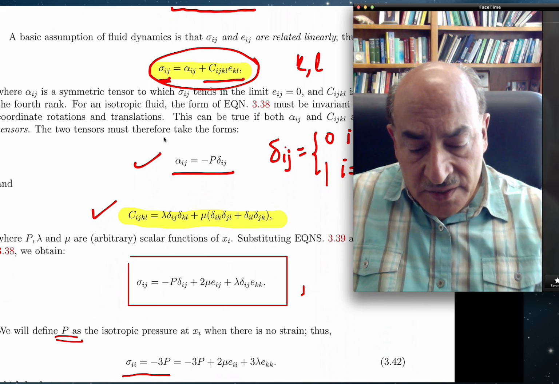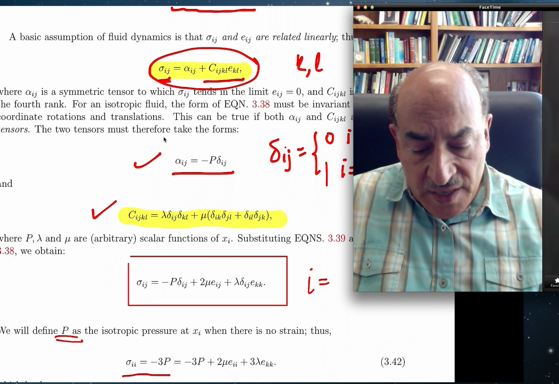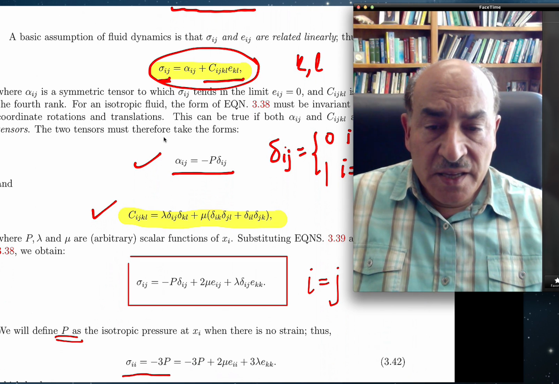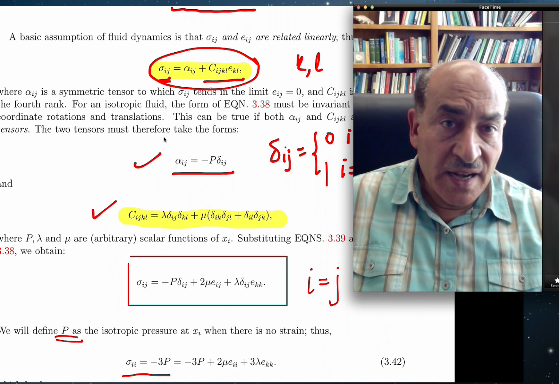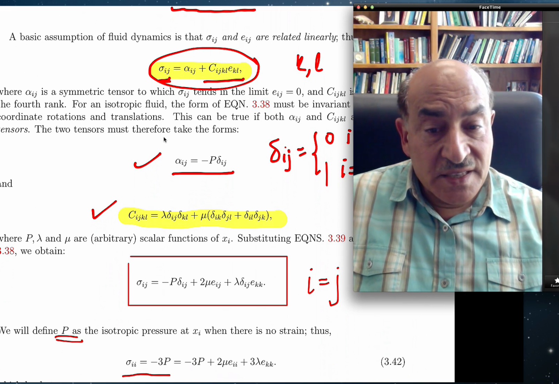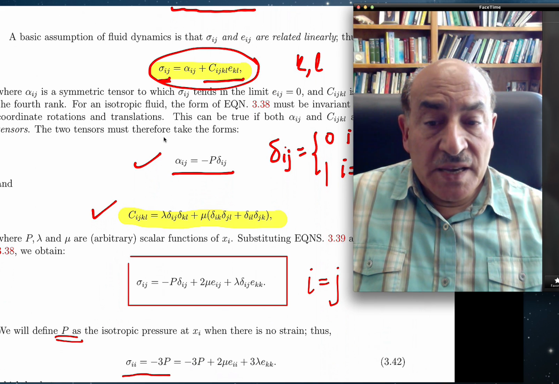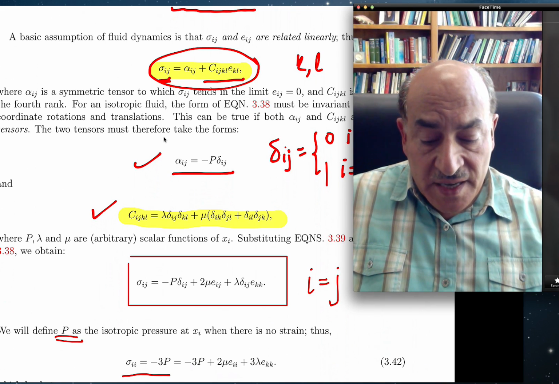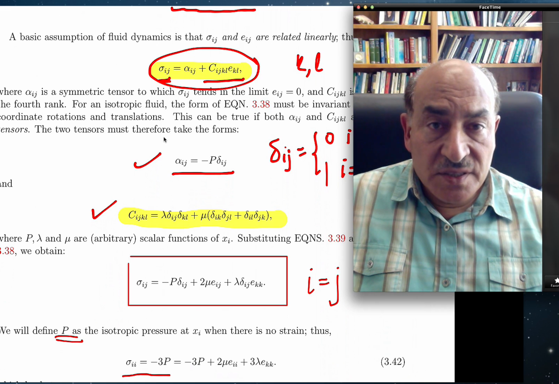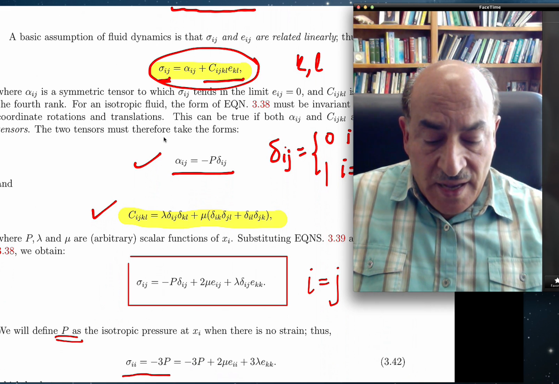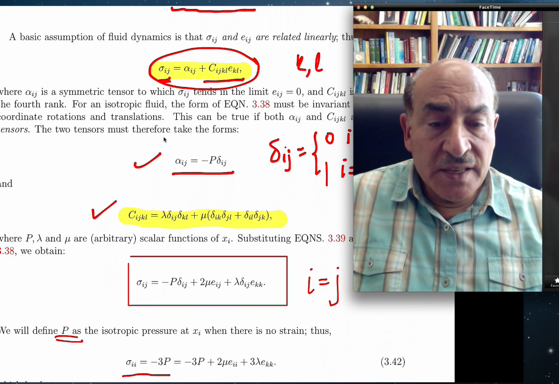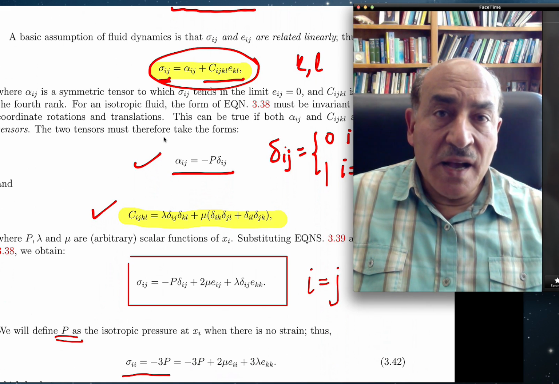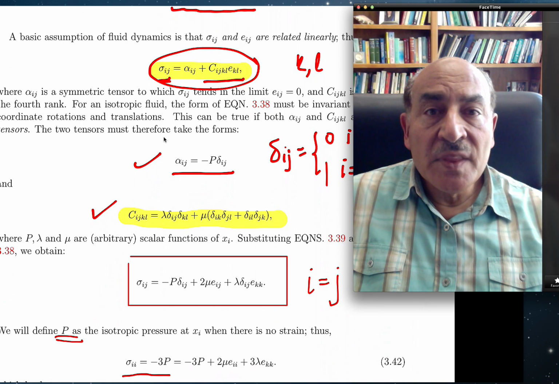So let me just write it clearly. Substitute i equals j on left and right. Then on the left hand side, instead of sigma ij, you will have sigma ii, which we know is the isotropic pressure. And on the right hand side you have minus 3p plus 2 mu eii plus 3 lambda ekk. And ekk is the same as eii because it is the trace of the strain rate tensor.